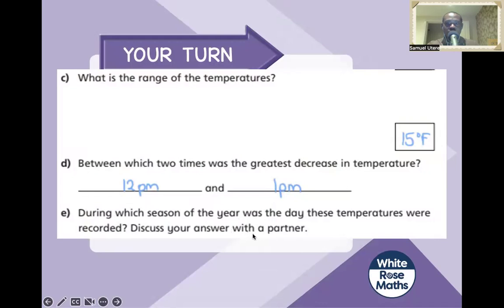During which season of the year was the day these temperatures were recorded? Discuss your answer with your partner. Well, that's for you to discuss.